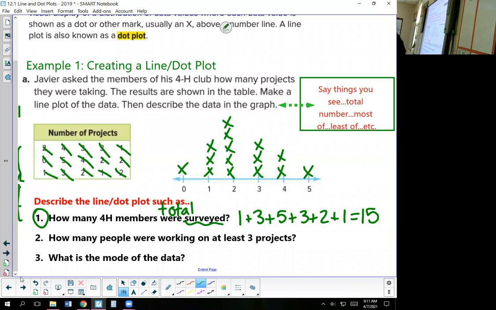Now, here's another one. How many kids were working on at least 3 projects? At least 3. So for question number 2, all you have to do is write at least 3.